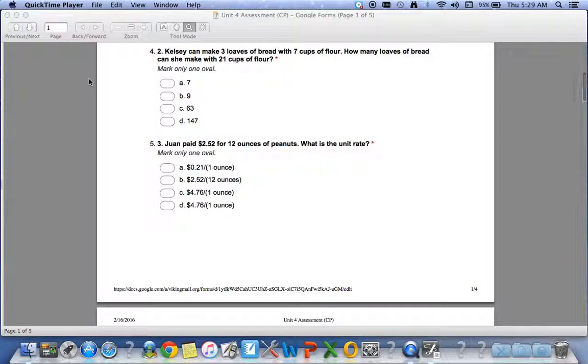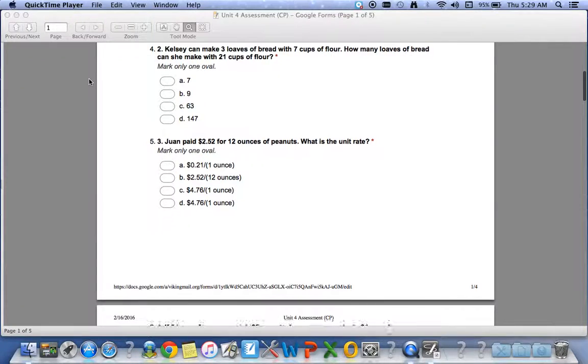Number 3. Juan paid $2.50 for 12 ounces of peanuts. What is the unit rate? Mark only one oval. A. 21 cents for 1 ounce. B. $2.52 for 12 ounces. C. $4.76 for 1 ounce. Or D. $4.76 for 1 ounce.